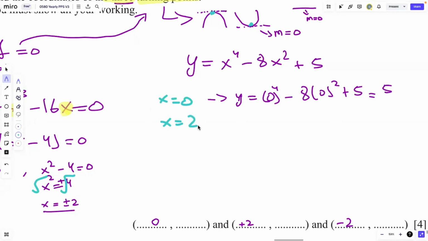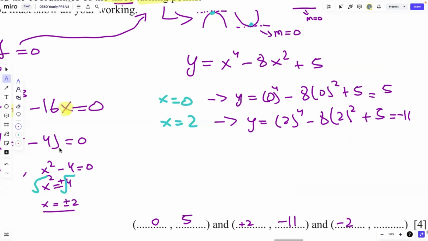And then you plug in x equals 2. So that's y equals 2 to the power 4 minus 8 times 2 to the power 2 plus 5. Use the calculator for that. 2 to the power 4 minus 8, use brackets, square, and plus 5. We're getting negative 11. So this is giving you 5, this is giving you negative 11.